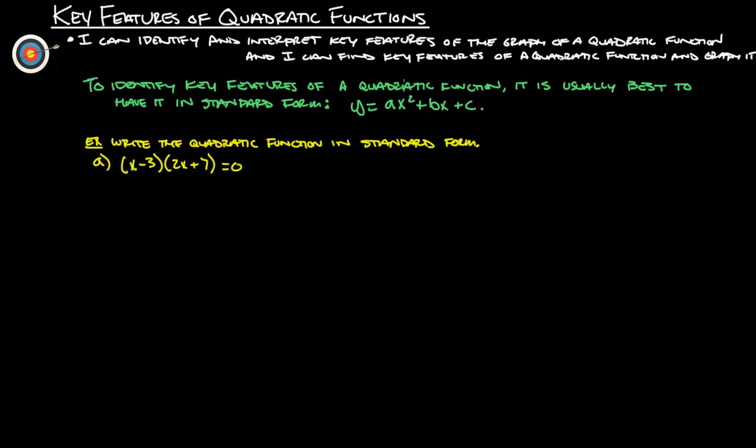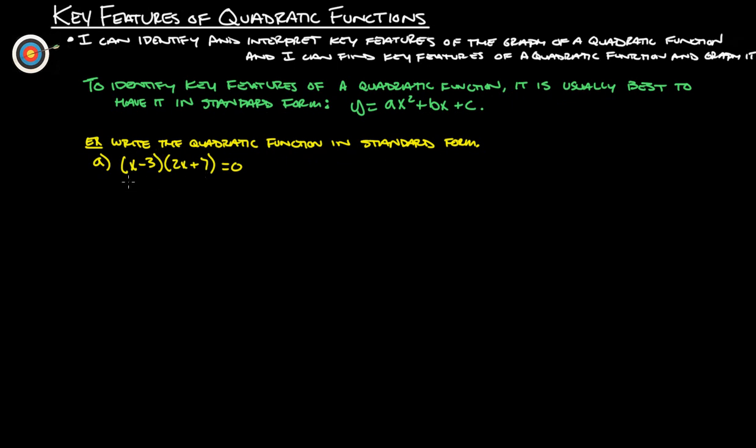To identify key features of a quadratic function, it's usually best to have it in something that we call standard form, which is y equals ax squared plus bx plus c. So sometimes we're actually going to have to switch the form. Right now this is in factored form, so we're going to switch this into standard form, right? The quadratic function in standard form.